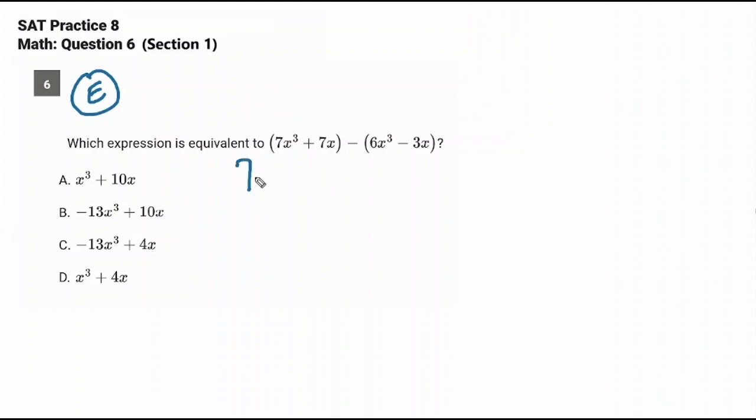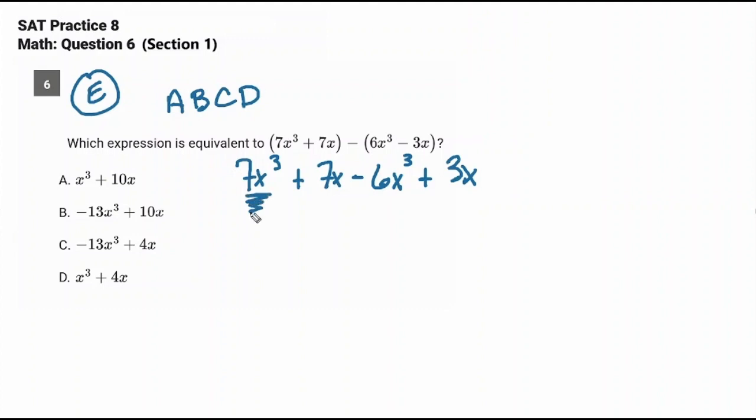7x to the third. I'm going to save a step here. I'm going to get rid of these parentheses. Plus 7x, easy enough, minus 6x to the third, but negatives can really kill. Be careful here, right? It's minus, so it's plus 3x. I'm going to write down A, B, C, D, and I'm just going to combine like terms one at a time. So here's 7x to the third. This goes with any other x to the third. See any? There's one. So it's 7 minus 6 x to the third. So it's just x to the third.